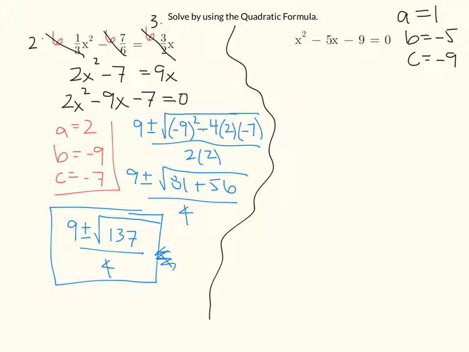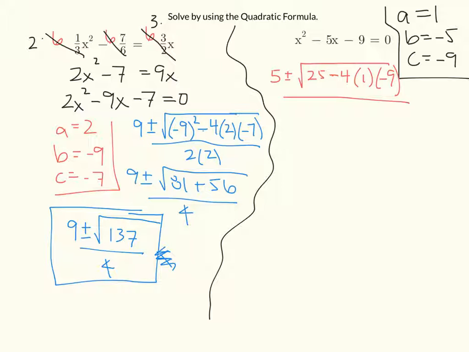So when we are plugging it in, we have the opposite of b, so positive 5, plus or minus, I'm going to do this part in my head, negative 5 squared will be positive 25, b squared, minus 4 times 1 a times c negative 9. And then that is all going to be divided by 2 times a, which is 1.